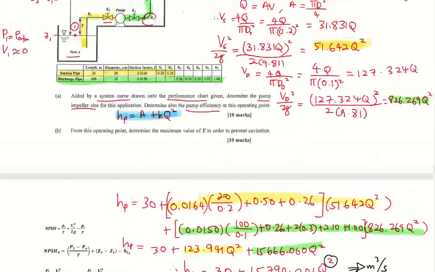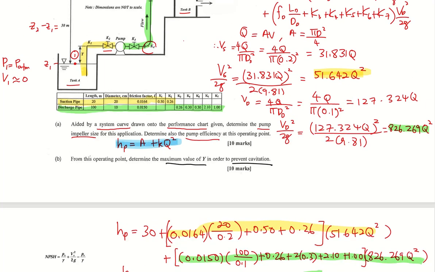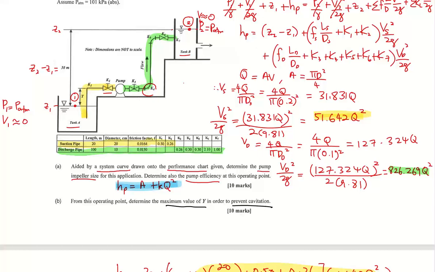And question B wants you to determine the maximum value of Y in order to prevent cavitation. So what is Y? Y is basically the distance from the water surface in tank A to the elevation where the pump is located. So I put it as ZS. S means suction. So Y is basically ZS minus Z1.